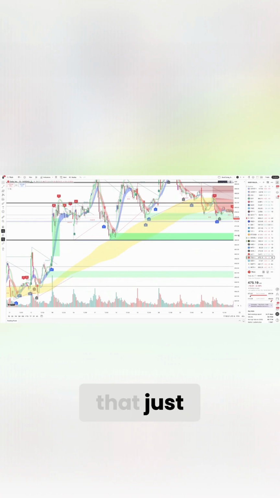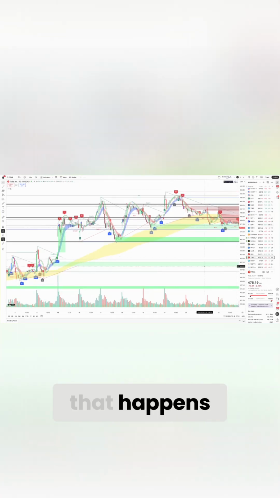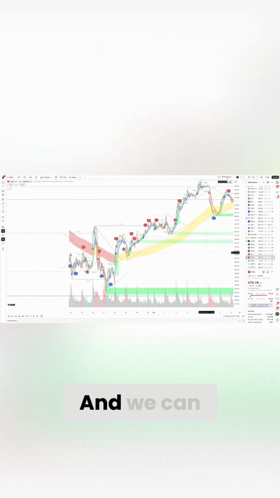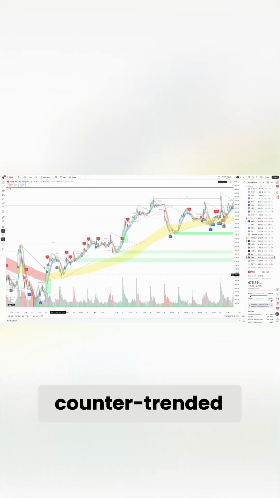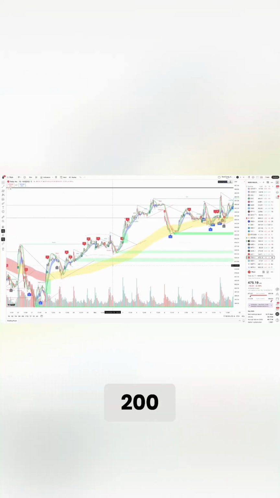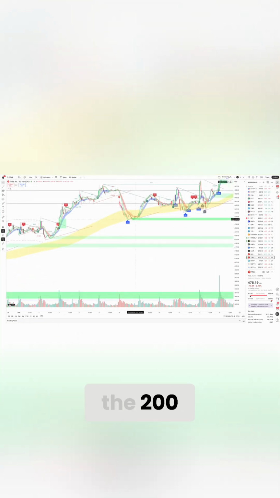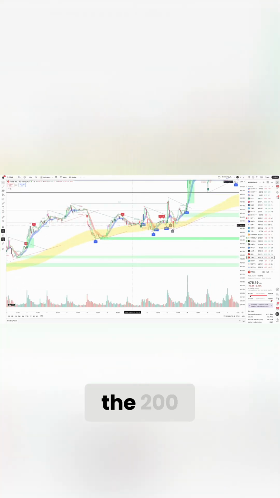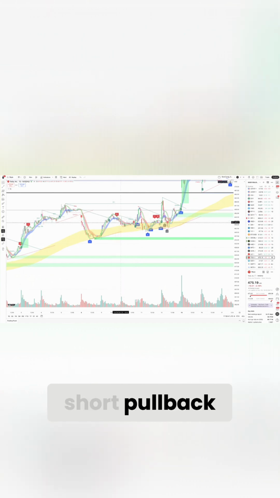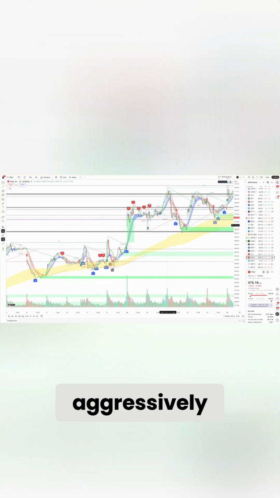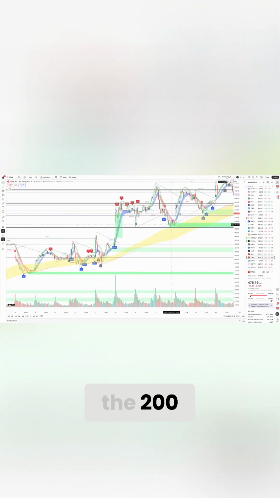And I'm not saying that just because that happens sometimes. Just look at this chart and we can go back and look at every time it counter trended. Where did it bounce from? The 200. It came closer to the 200, bounce. Came down to the 200, bounce. Came here to the 200, after a little short pullback, bounce. Pulled to the 200, bounce. Pulled to the 200 and shot up aggressively, pulled back down to the 200, pushed up.